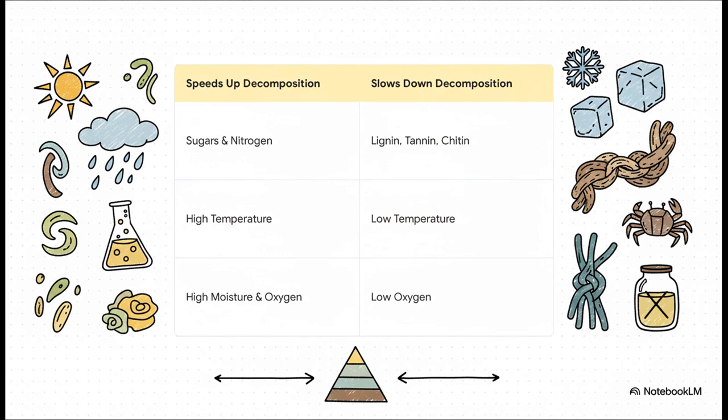And you know, this whole process doesn't just happen at one speed. Things like sugar, warmth, and lots of oxygen really put the pedal to the metal. But tough materials like lignin and wood, or cold, low-oxygen environments, they slam on the brakes. It's exactly why a log might take decades to rot in a cold forest, while a banana peel in your compost bin disappears in weeks.